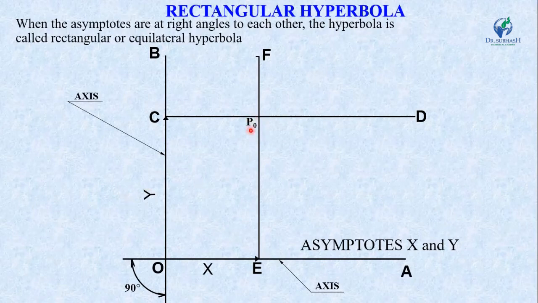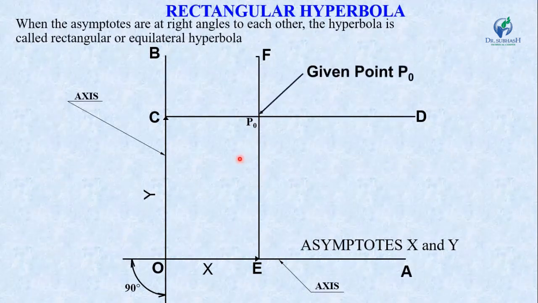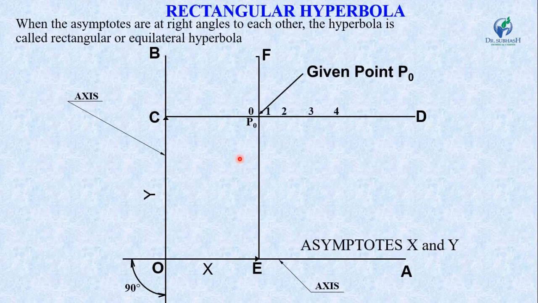Now this point P0, the intersection of EF and CD, is the point from where our hyperbola will pass. From P0, mark points 1, 2, 3, 4, 5 towards D, and mark one or two points towards C. So 6 will be here.